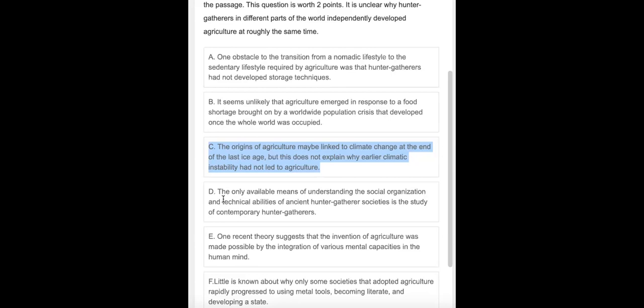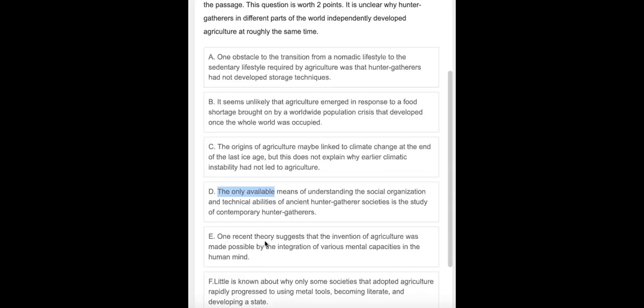Now, what about D? Do you guys recognize this? The only available means of understanding the social organization and technical abilities of ancient hunter-gatherer societies is the study of contemporary hunter-gatherers. Well, it's not a match, it doesn't have that, oh, it's unclear, or we don't know why, or possibly it's this, but that doesn't seem right. And we've got this only available, right? And they're trying to understand hunter-gatherer societies. So this is extreme word choice and off our sentence, right? So I would eliminate this D, don't select that one.